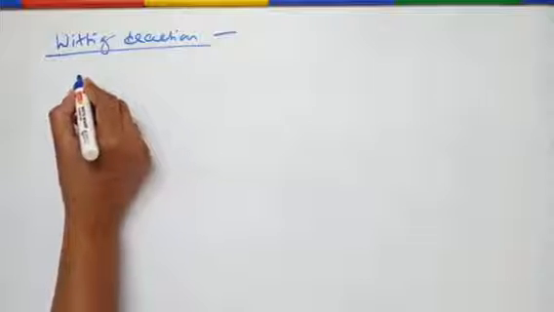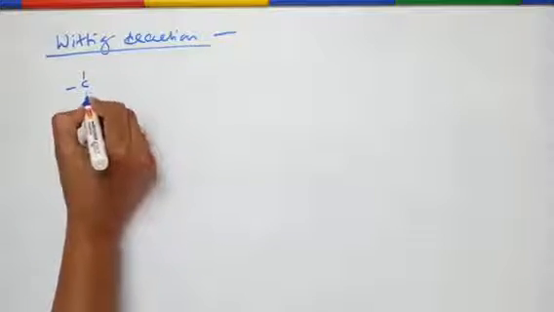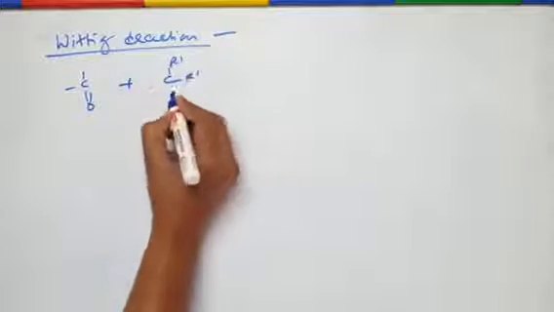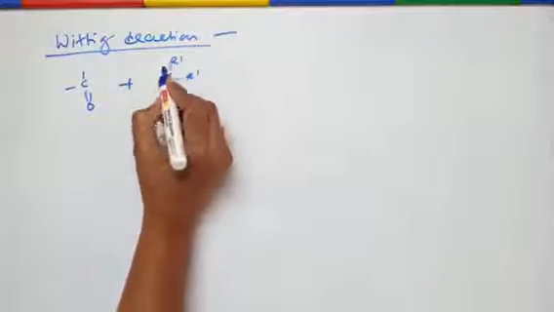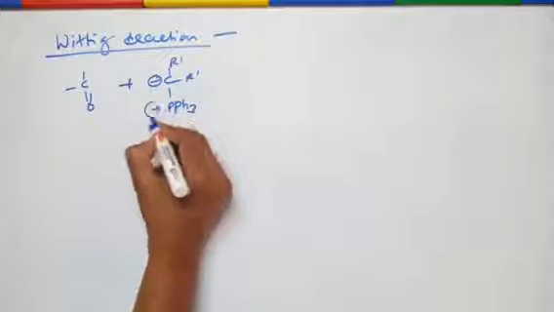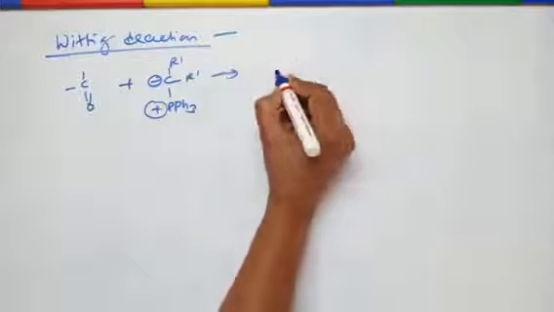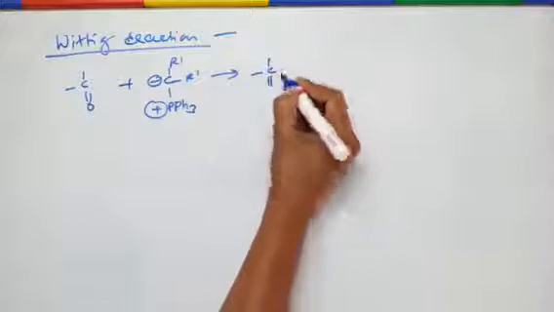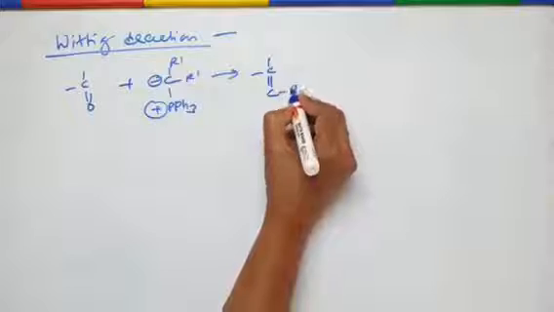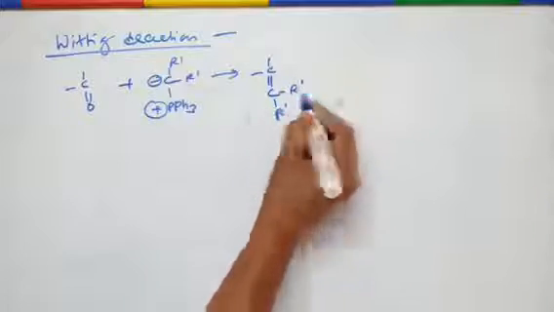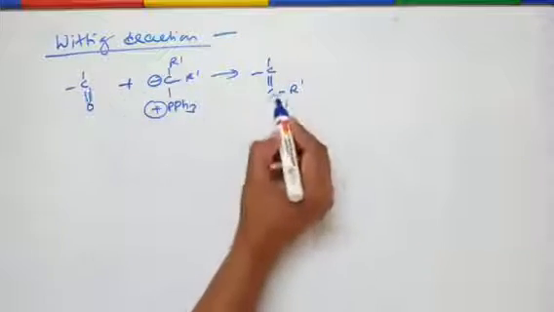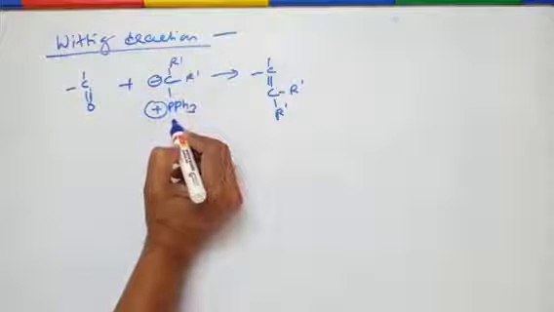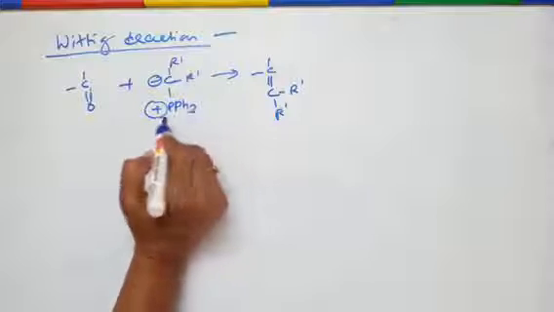If we consider the general reaction, then this is the carbonyl compound, and if you treat it with the phosphorus ylide, then we get the product, that is nothing but C double bond O getting replaced by C double bond C R dash, where this part comes from this phosphorus ylide. Now how we are going to synthesize this, that we are going to see in detail.